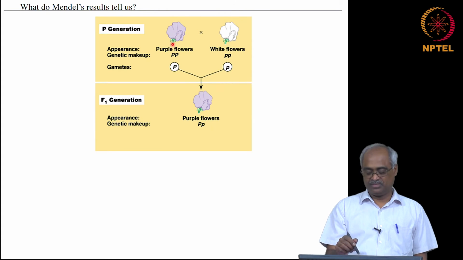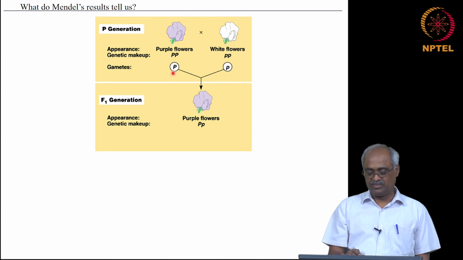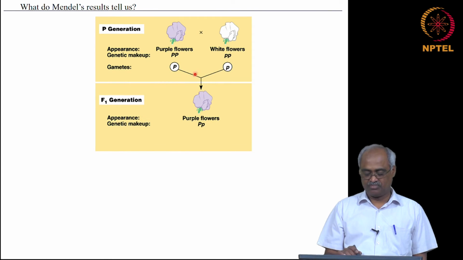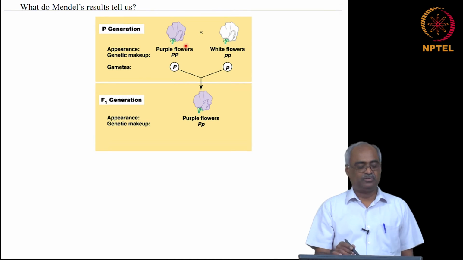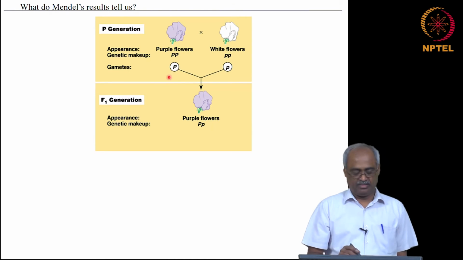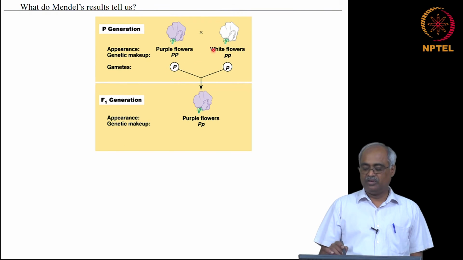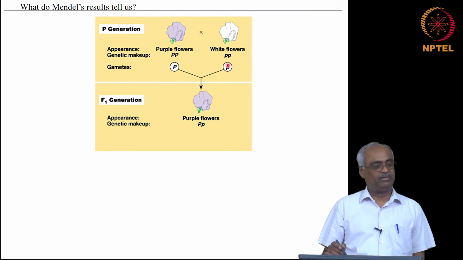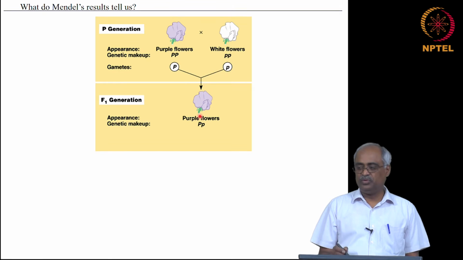So there were two copies of the biological information, and in gametogenesis each gamete gets only one copy. If I use capital P to denote purple color, the gamete contributed by this brings one copy of that. Similarly, this one brings only one copy of the white color, which is denoted by small p. Now, when these two fuse and make a diploid cell, that is going to be capital P small p.